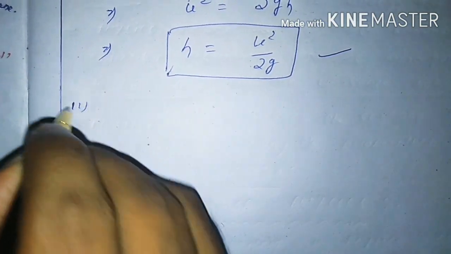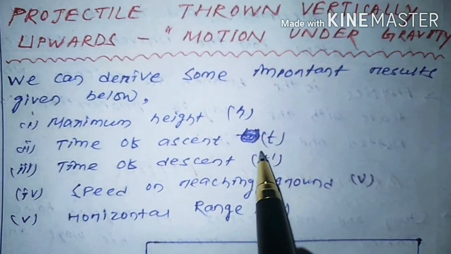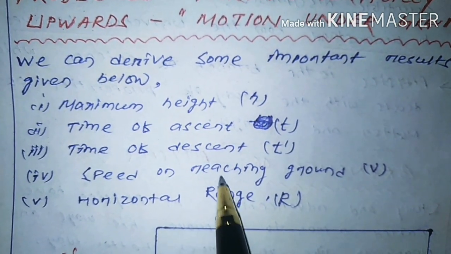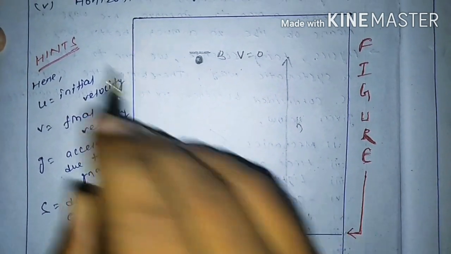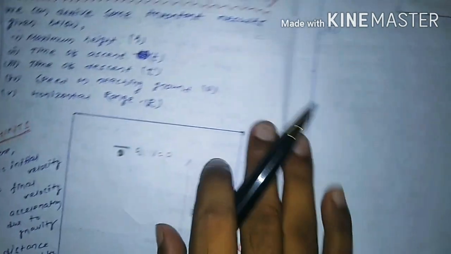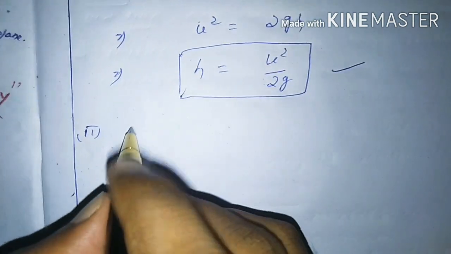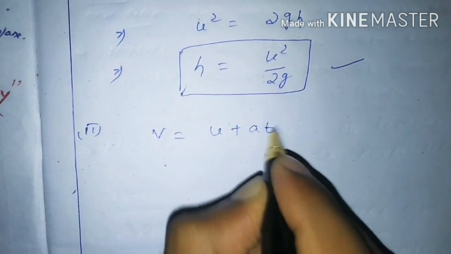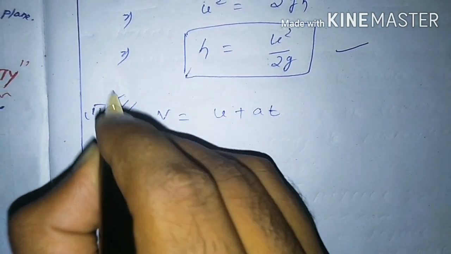Next, what is time of ascent? That is denoted by small t. What do we mean by time of ascent? It is the time taken by the projectile to rise to the highest point, that is from A to B. That is known as time of ascent, and we denote it by small t. Applying the first kinematics equation, v equal to u plus at, that is the derivation of small t.